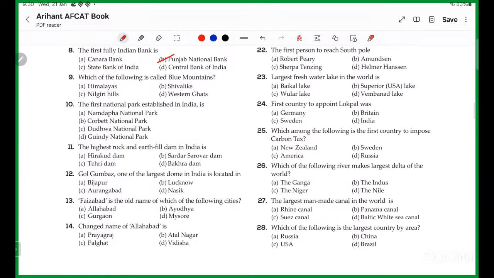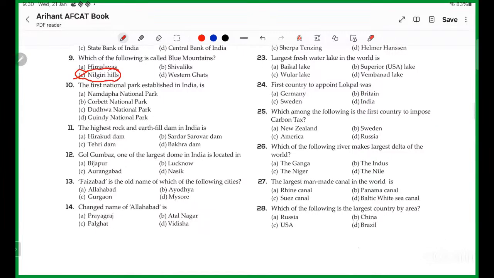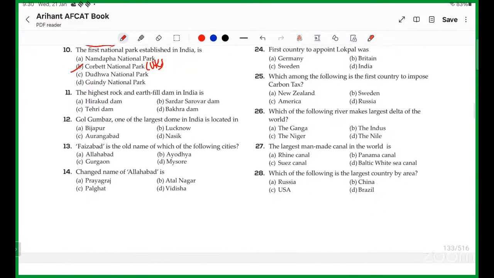It is basically Nilgiris. This Nilgiri is spread in three states. The first national park established in India was Corbett, which is also known as Jim Corbett. It is in Uttarakhand. The highest rock and earth fill dam in India is Tehri Dam. Gol Gumbaz, one of the largest domes in India, is located in Bijapur.